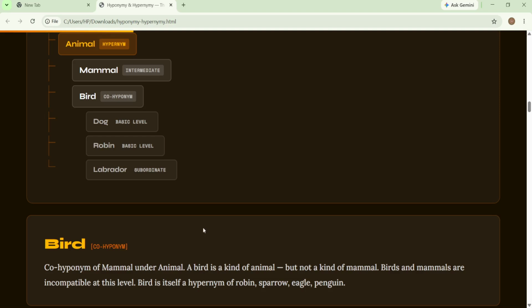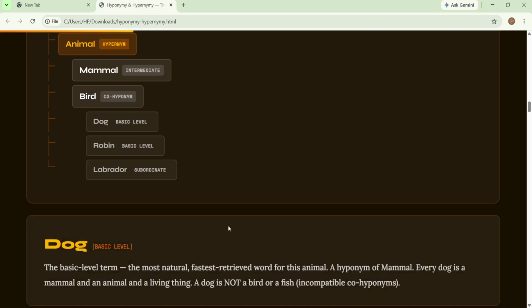Let's look at bird, a co-hyponym of mammal under animal. A bird is a kind of animal, but not a kind of mammal. Birds and mammals are incompatible at this level. Bird is itself a hypernym of robin, sparrow, eagle, and penguin.